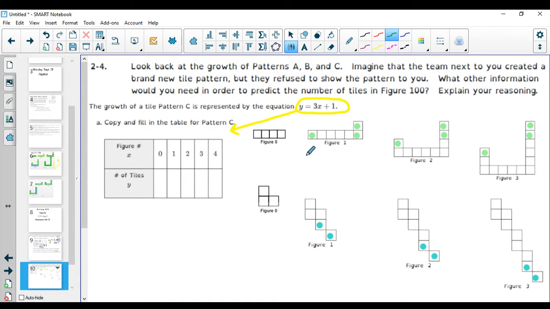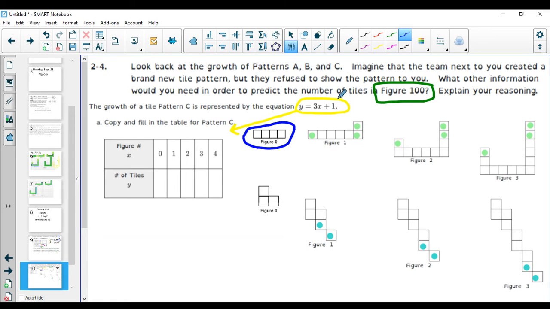So then it asked us to go back and look at our patterns A, B, and C, which we had in problems 1, 2, and 3. So we have somebody else who has a new tile pattern, but they're not going to show it to us. And we have to figure out how many tiles are in figure 100. What do we need to know? Well, basically, in every situation, we need to know what are we beginning with? What is in figure 0?